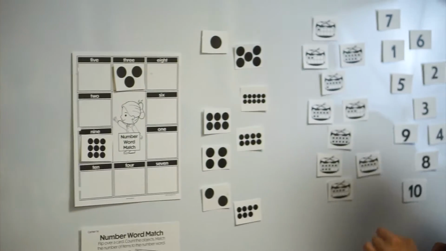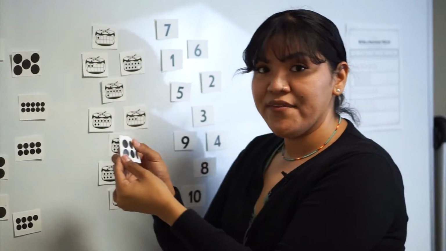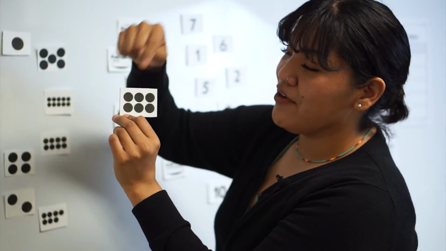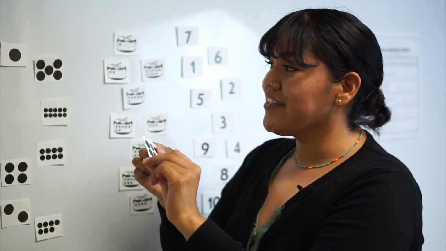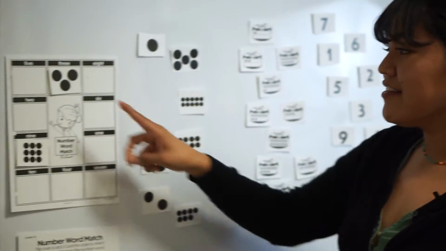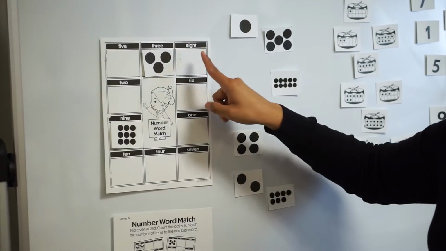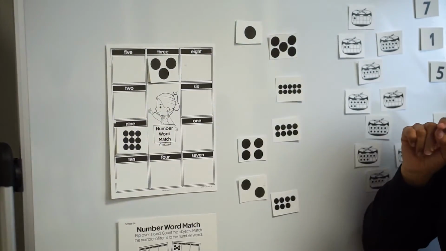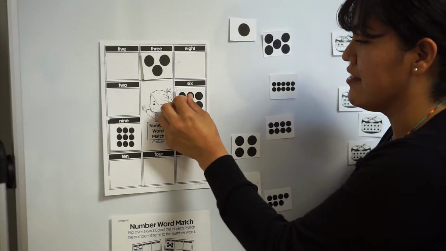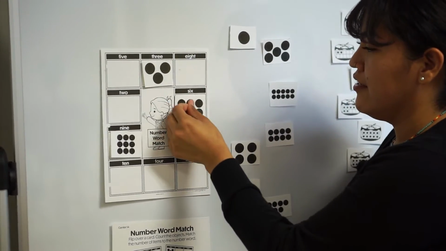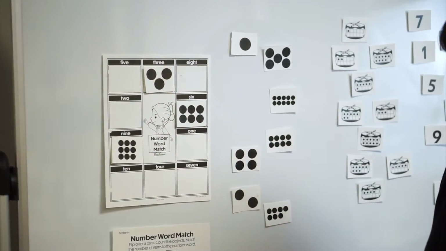All right, let's go to our next card. Let's pull this card. Let's count the dots. So I have 1, 2, 3, 4, 5, 6. There's 6 dots. Let's look for the word 6 on our worksheet. So we have 5, we have 8, we have 2, we have 6. 6 right there. So we're gonna place our card that has 6 with the word 6.